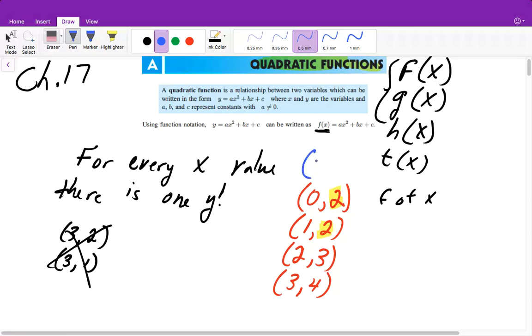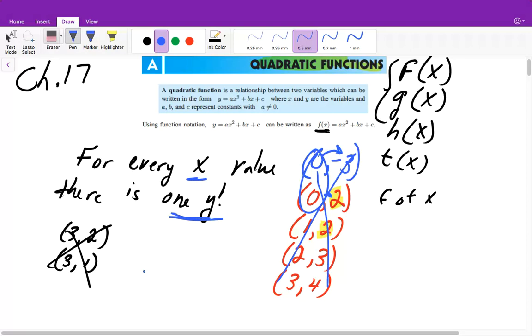And if I add this one, (0, -3), then this is where it does not become a function, because the zeros repeat and they give us different values. So for every x value, there is only one y. You can have different x values share a y value, but for every x, there is only one y.